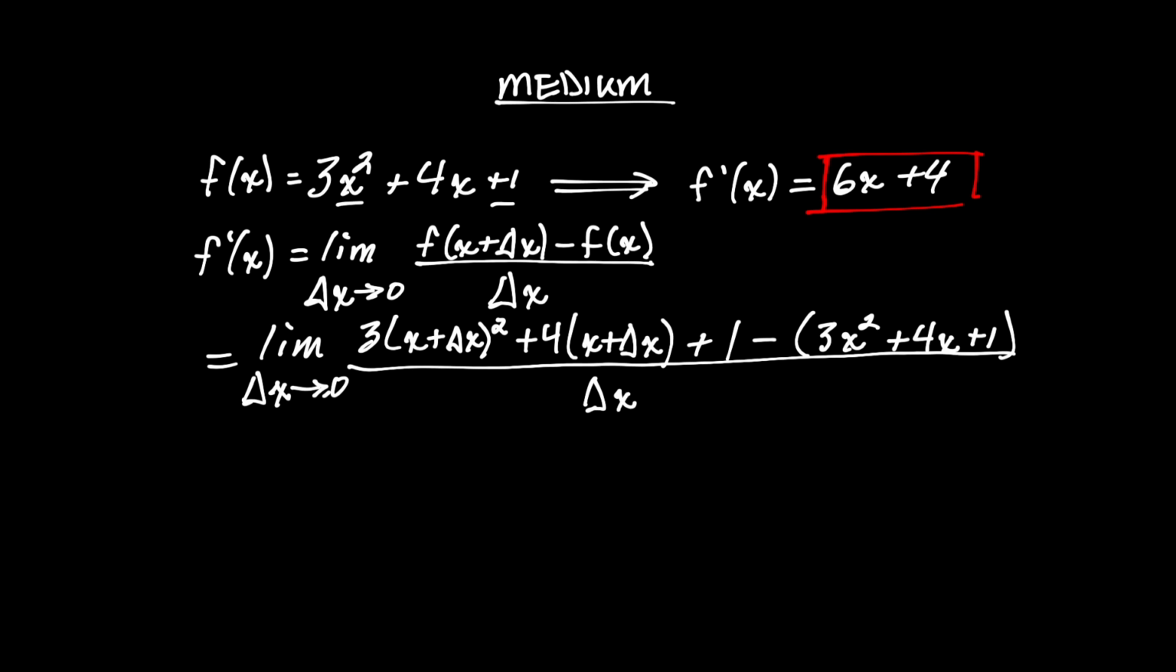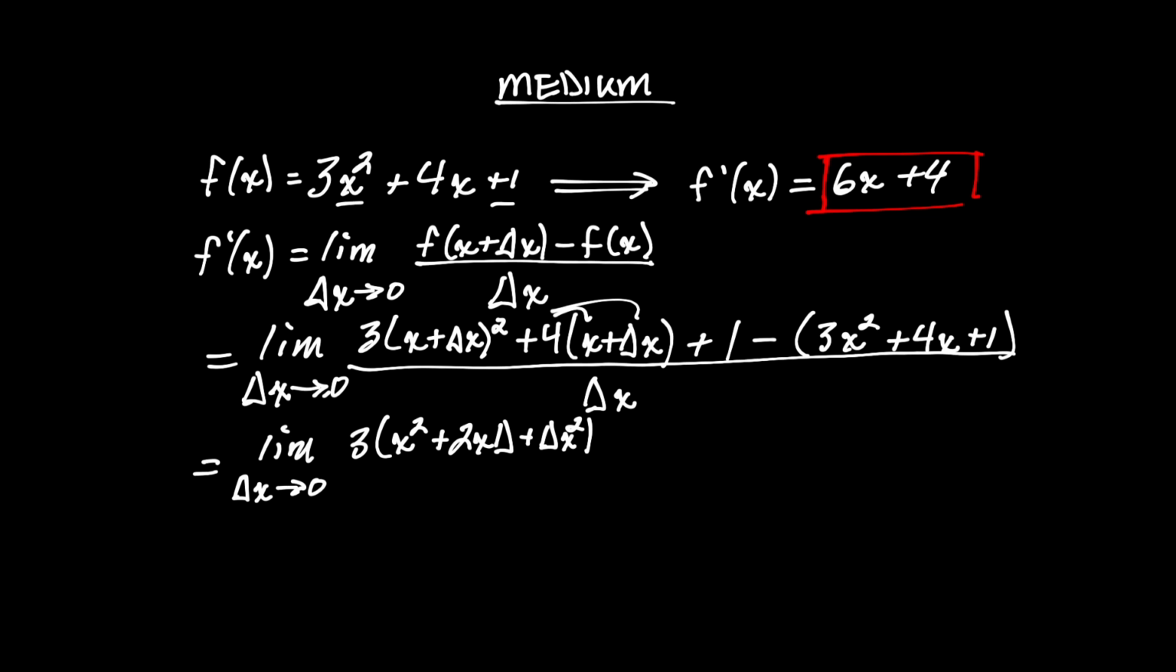So what we're going to have to do is FOIL this. This is x plus delta x times x plus delta x. So go ahead and FOIL that. So still have limit as delta x approaches 0. So this will be 3 times x squared plus 2x delta x plus delta x squared.